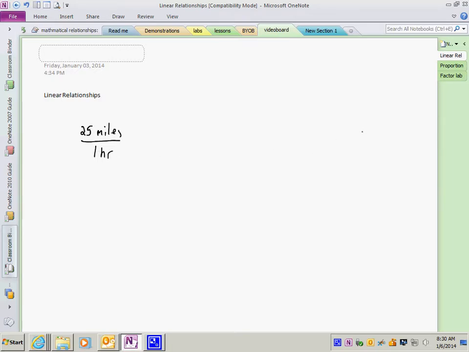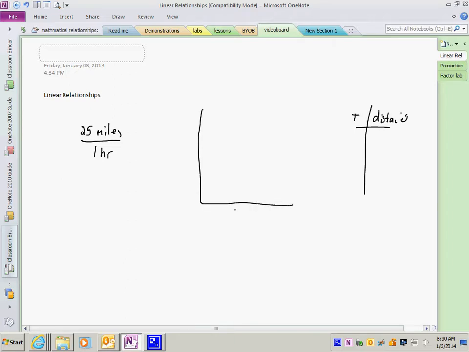So if we were to create a data table like this, and let's just say this is your time, and this is your distance. Okay. And I'm going to graph this thing out here, and I am going to put time on the x-axis, and I'll put distance on the y.